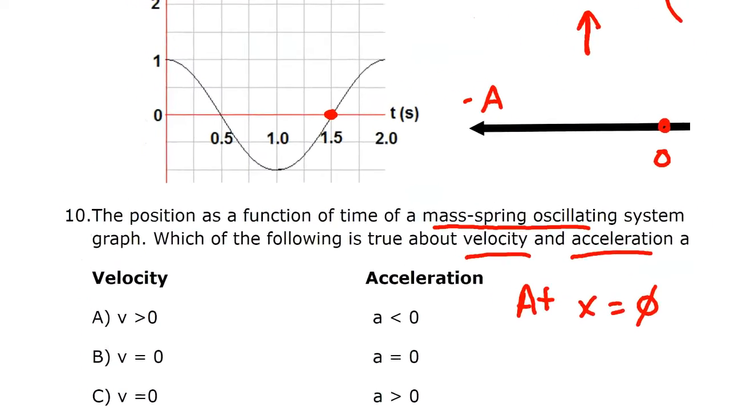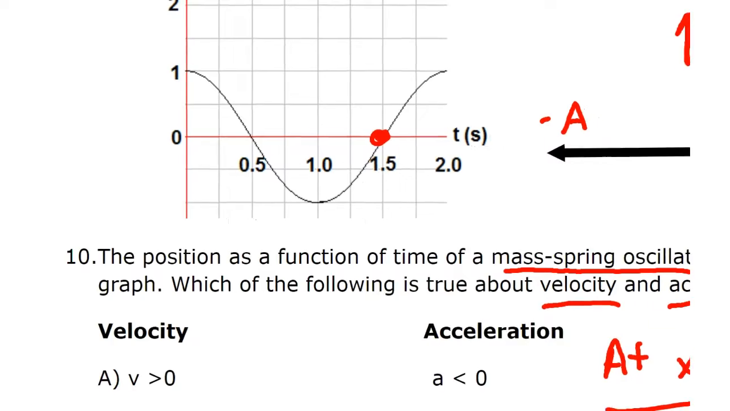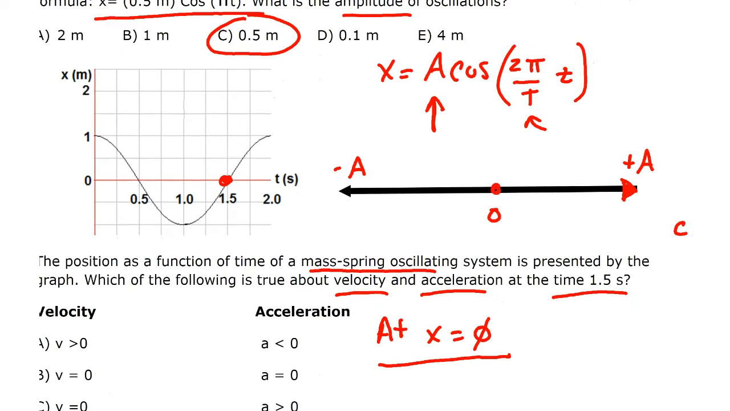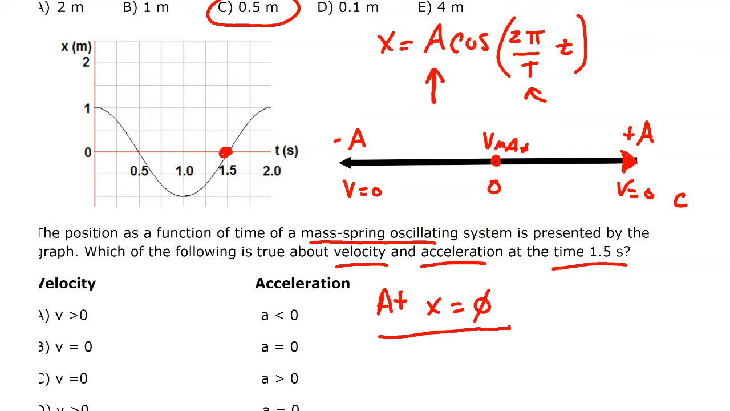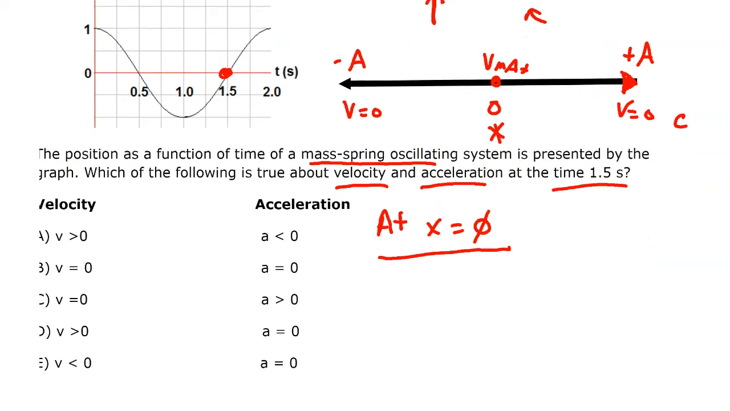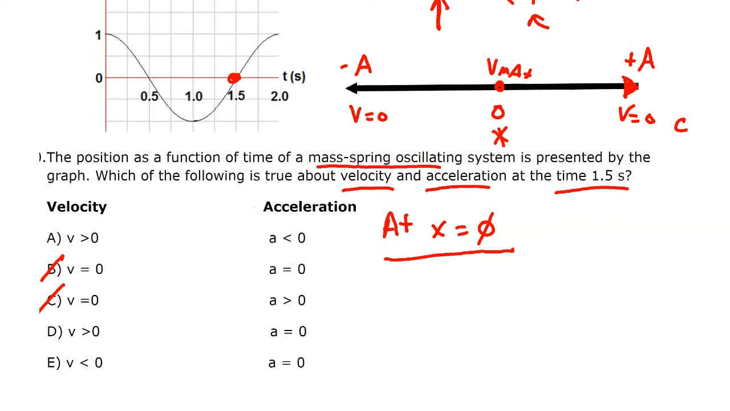Which of the following is true about the velocity and the acceleration at 1.5 seconds, which is right over here? Well, that means that at 1.5 seconds, x equals 0. And what do we know? Let's look at this picture over here. At x equals 0, the velocity is at the maximum. And here, the velocity equals 0 at the full stretch of the spring, at either end. So velocity at 1.5 seconds when x equals 0: well, the velocity is definitely greater than 0. It's not equal to 0, so we can get rid of that.